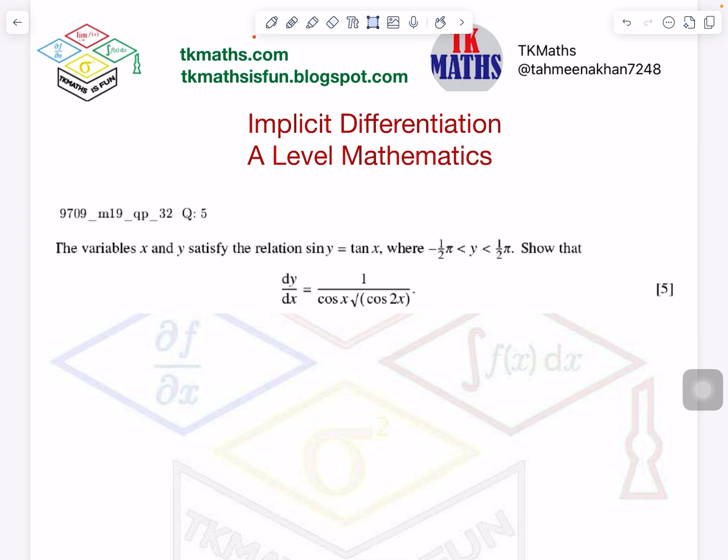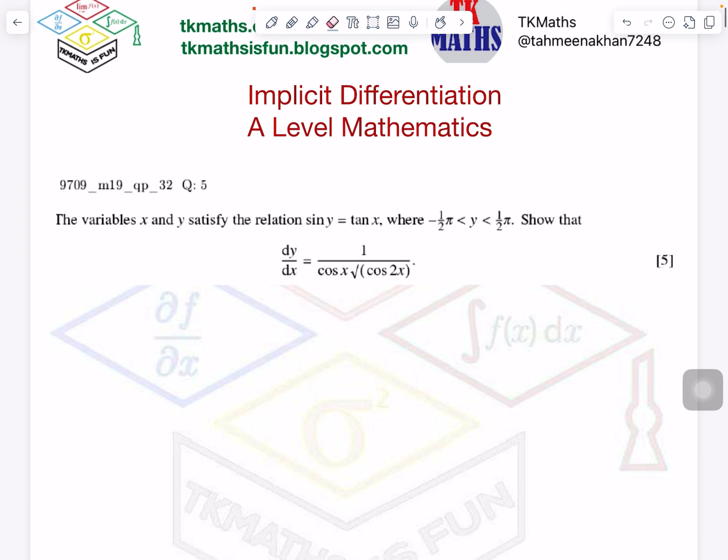In today's video, we will solve a question on implicit differentiation, which is a part of the syllabus of A-level mathematics. This question is taken from March 19, variant 3-2. The equation given to you is sin y equals tan x, between y values, and you have to show that dy over dx equals this. So, let's start doing it.